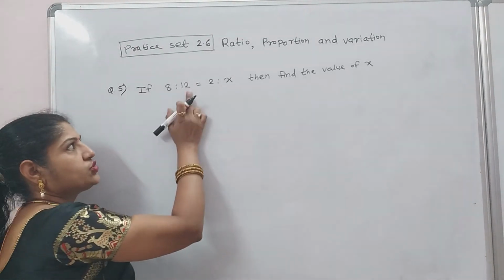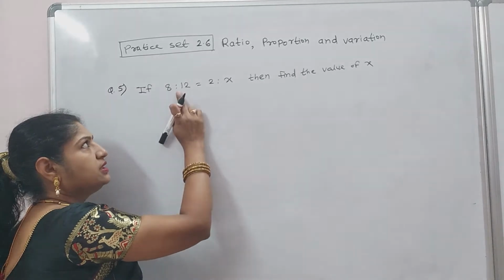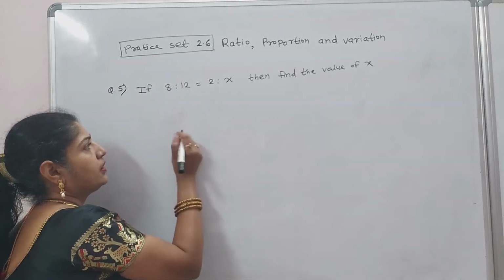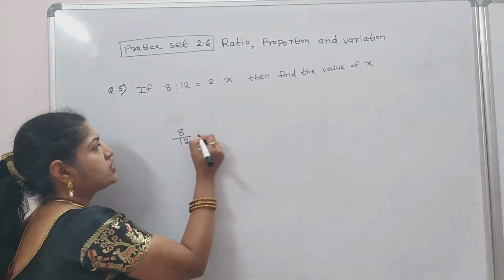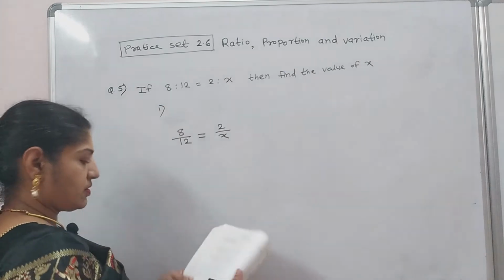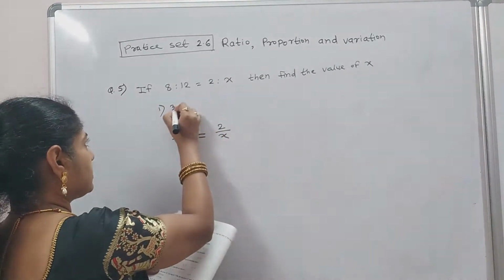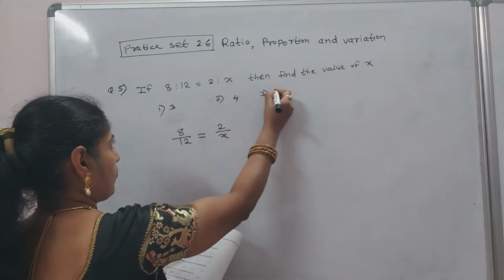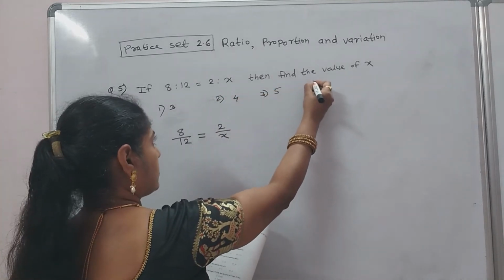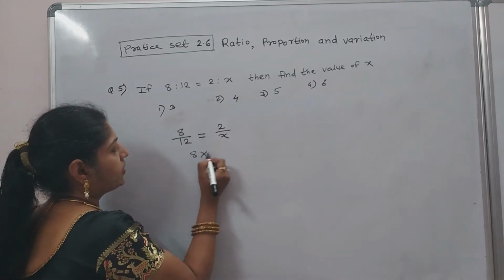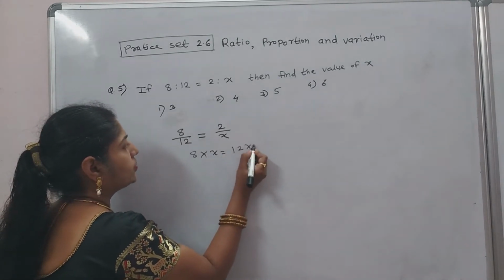Next, find the value of x. If x upon 12 equal to 2 upon x, this ratio equal to this ratio, 8 upon 12, first ratio equal to second ratio. Options are 3, 4, 5, 6. By cross multiplication, 8 into x equal to 12 into 2.